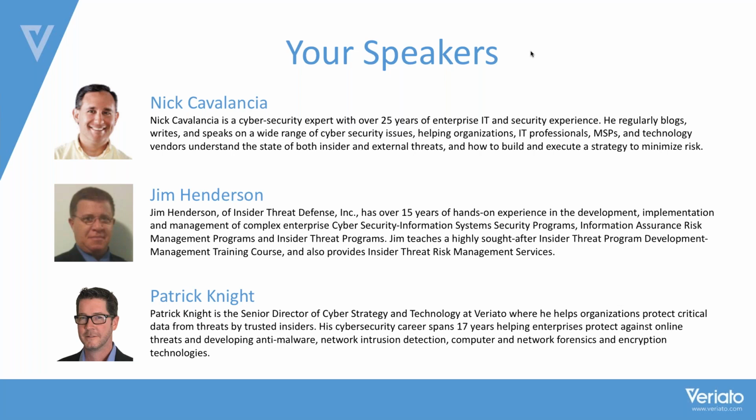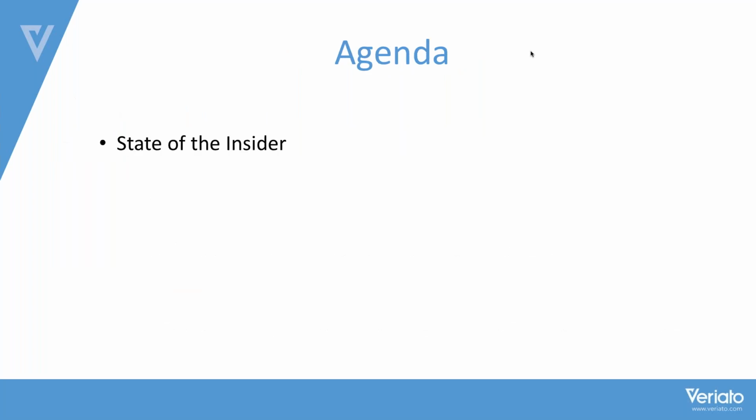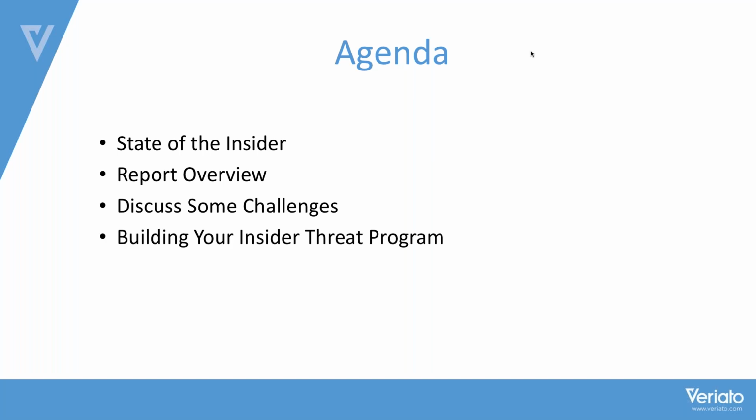So the agenda for today is relatively simple. First we'll talk about the state of the insider a little bit, and then we want to talk about a report that Veriato has built that covers insider threat programs as a maturity model. It's both defining what the industry looks like, as well as what your program should look like as you're trying to mature it. The three of us are going to discuss some of the challenges around maturing your programs, even getting a program started, and then give you some steps on how to build your insider threat program.